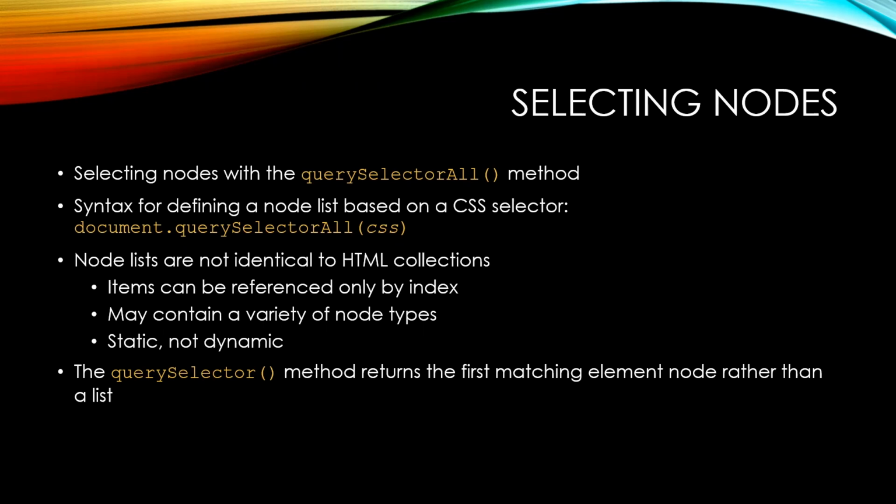We do have a method called query selector, which is going to return the first matching element node rather than the list of nodes, which is what you get from the query selector all.